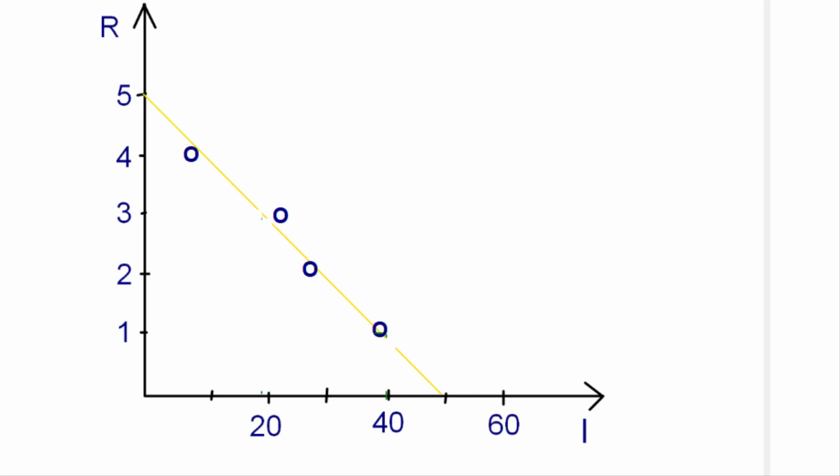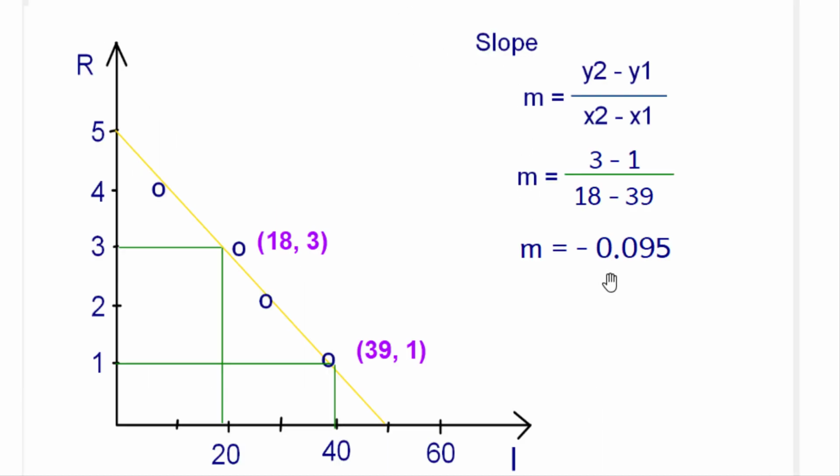When we find the slope of this particular graph, we get it negative. As we can see, we took two random points x1 y1 and x2 y2 and found the slope using m equal to y2 minus y1 upon x2 minus x1. So we get m equal to minus 0.095. This negative sign shows that when one coordinate is increasing, the other is decreasing.